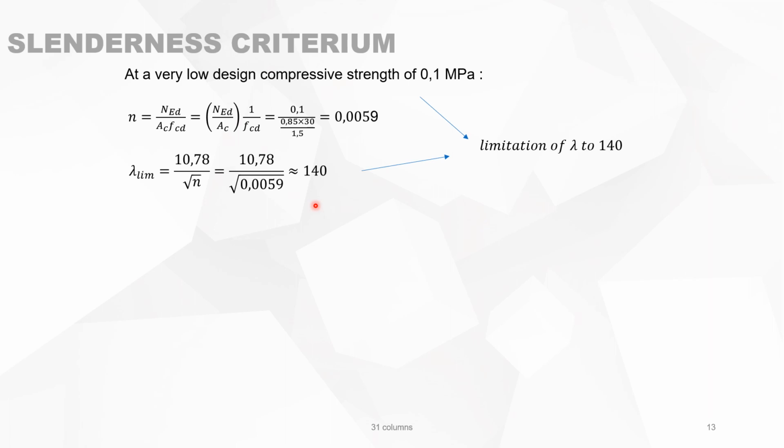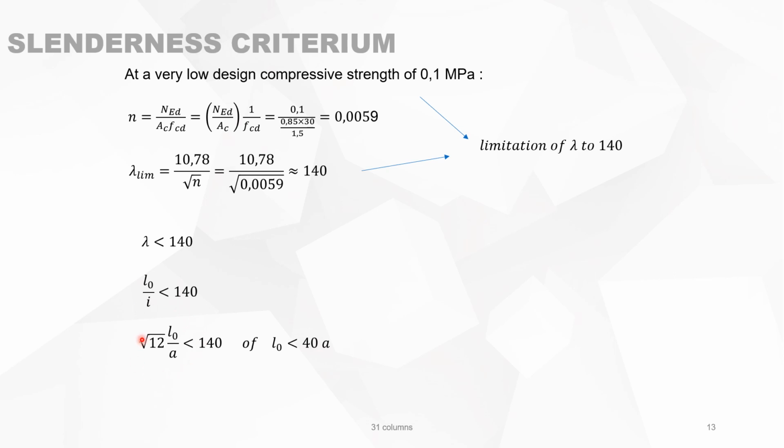That's where the figure is coming from, because it allows you only a total compressive stress of 0.1 megapascal. So you will not utilize the column very well. So never exceed a slenderness of 140. So keep lambda smaller than 140, which means that L0 over i will be smaller than 140.